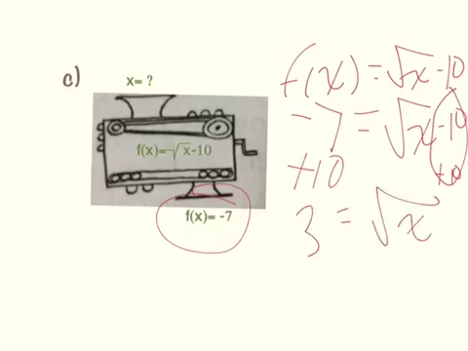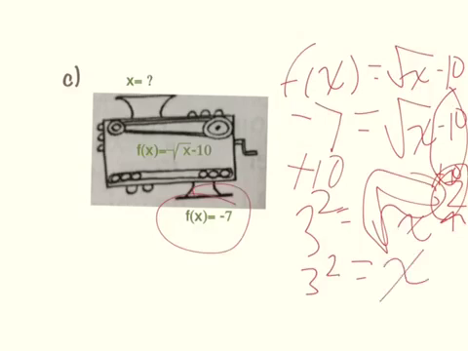So we already said before that the exponent is the opposite of a square root. So we're going to put the exponent up here. We put a square right there and a square right here. So this right here will take away this. So 3 squared equals x. And 3 squared means 3 times 3. 3 times 3 equals 9, so 9 equals x.